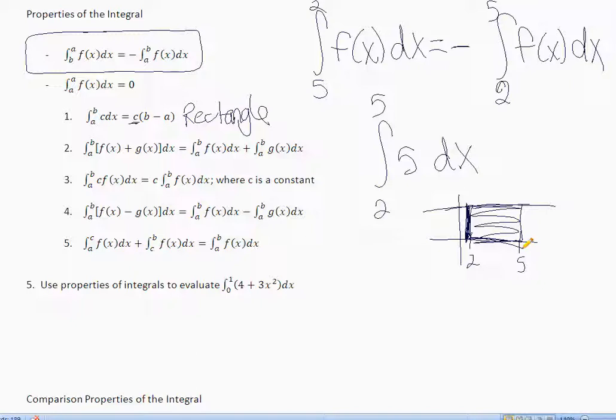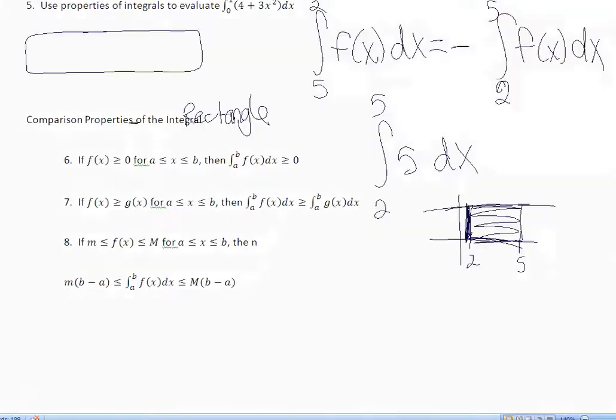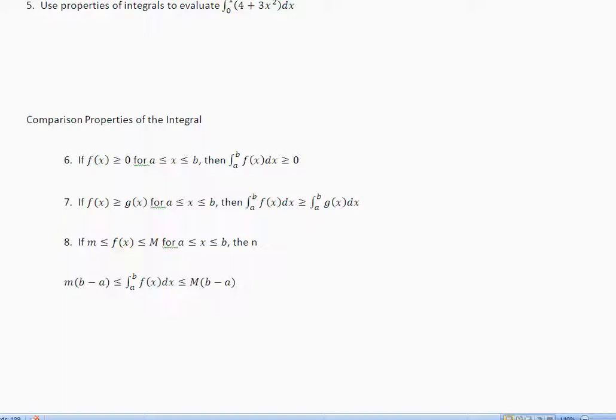Okay, and then the other ones are just saying, just like before with derivatives, if I have an integral of f of x plus, I can separate them, do it separately. If I have a constant, I can take it out in front. Subtraction, I can separate it. This is another important one. If I'm going from A to C and C to B, that's going to be the same thing as just going from A to B. So if I'm going 1 to 2 and 2 to 3, it's the same thing as going 1 to 3. Okay, I'm going to skip this right now and then just look at the other properties that are more important when we actually use them.